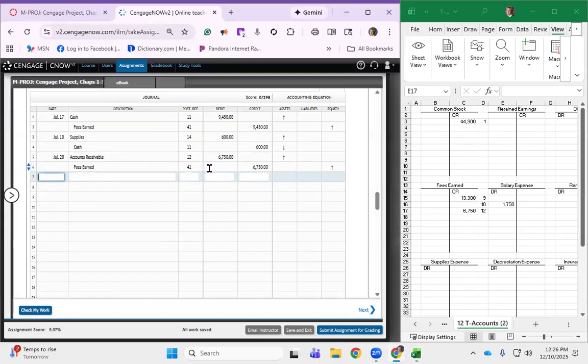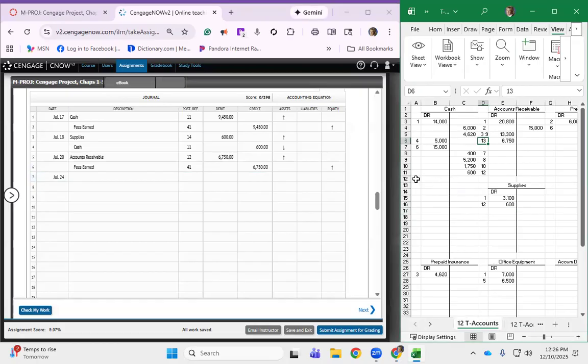Now we're ready for a new date. So it is July 24th. Okay, July 24th. All right, so now let's evaluate what we're doing. Recorded cash from cash clients for fees earned for the period of July 17th to the 24th. This is not accounts receivable clients paying in. This is just a cash sale. Cash sale at the point that they make the sale, they're paying the cash.